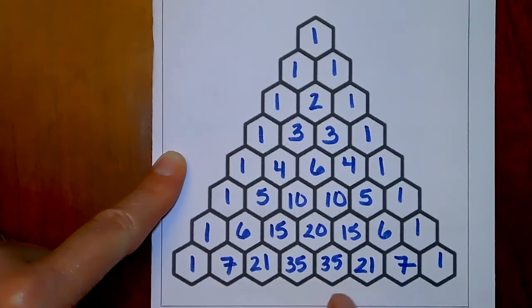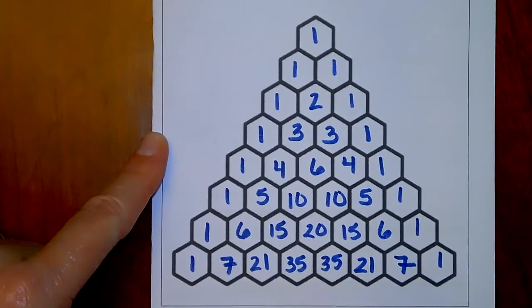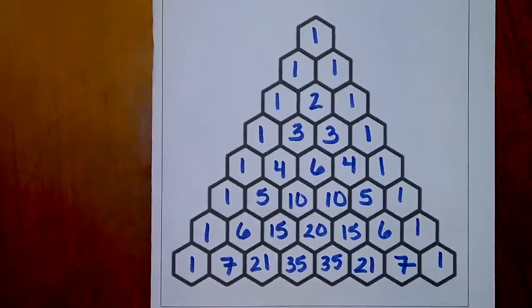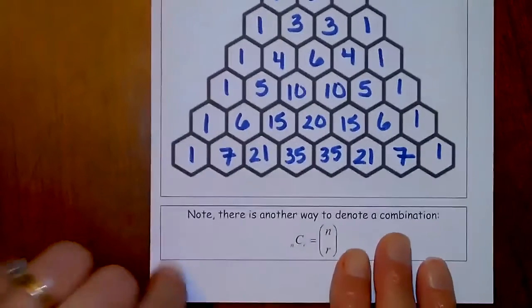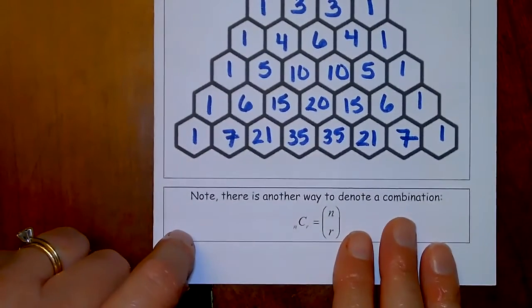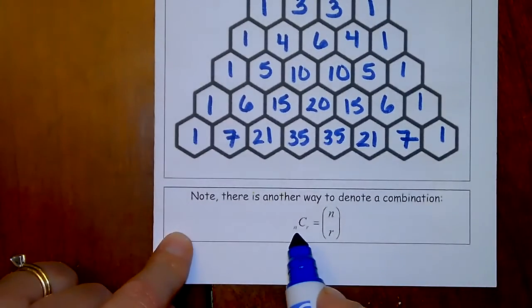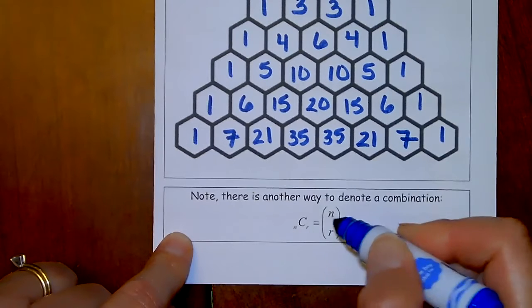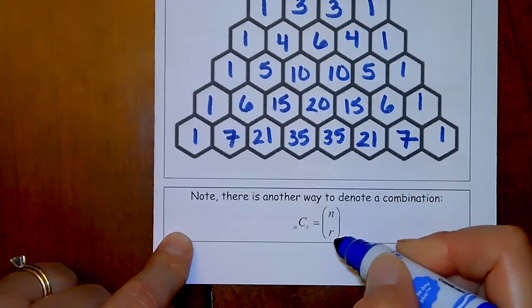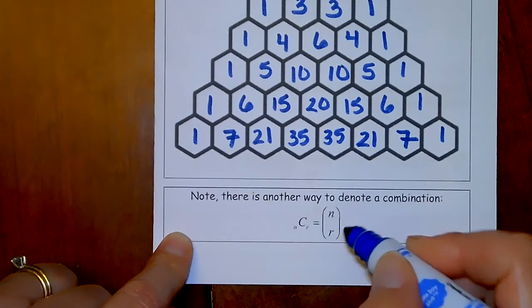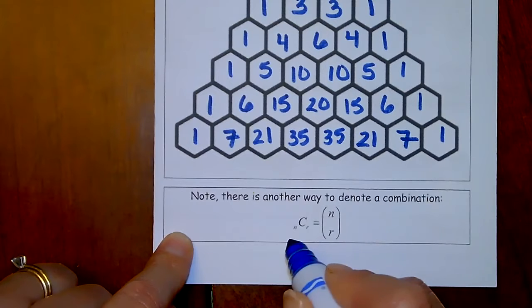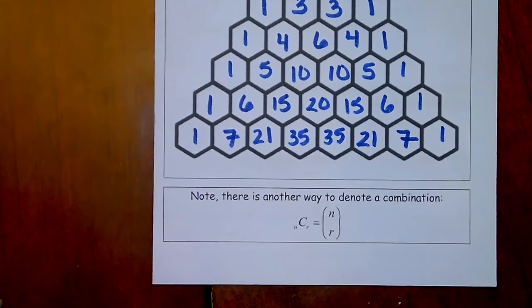Now, there's a lot of different relationships between the numbers here on Pascal's triangle. We're going to be looking at a couple of different ideas today. Just a little reminder, I had talked about this last time when we were doing combinations, that you can write a combination n choose r in this form, where you have the n on top and the r on bottom. And this is another way to write n choose r.